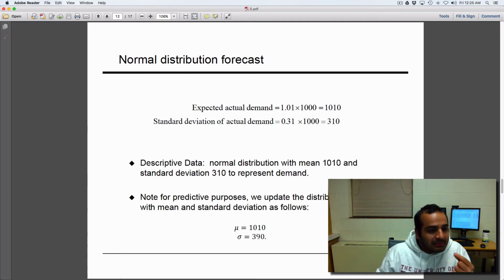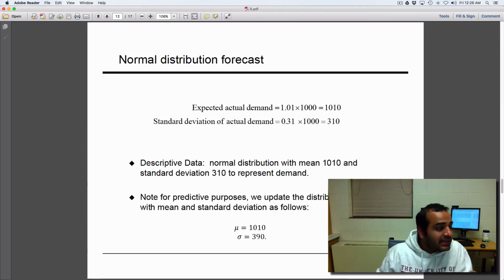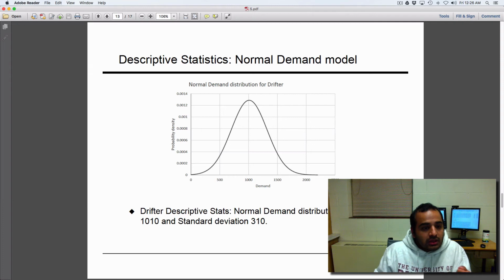We just calculated the descriptive statistics for our data in the normal demand model, and we took the standard deviation and added the standard deviation divided by the square root of the sample size, right? So we updated our standard deviation from 310 to 390, which helps us measure how much our actual demand is going to deviate from the true demand.